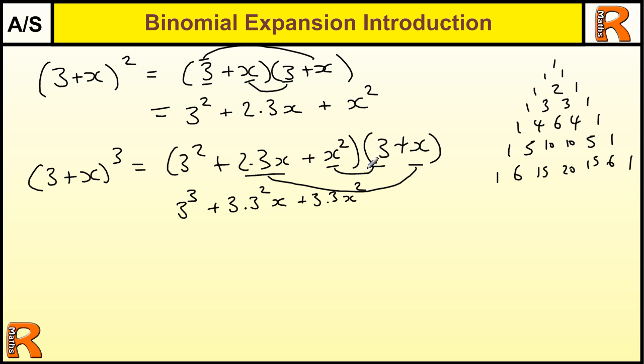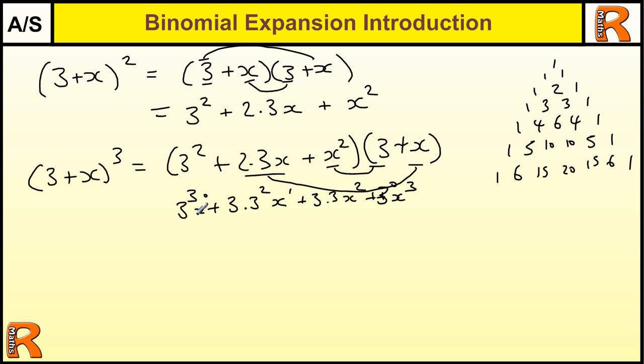And then the last term I've just got x squared times x, which is x cubed. Now what's happening here is, if I put an x to the 0 here and a 3 to the 0 there, maybe you can see that this is going 3 cubed, 3 squared, 3 to the 0, which is just 1. Then it's going x to the 0, x to the 1, x squared, x cubed. So as the 3's are coming down, the x's are going up.